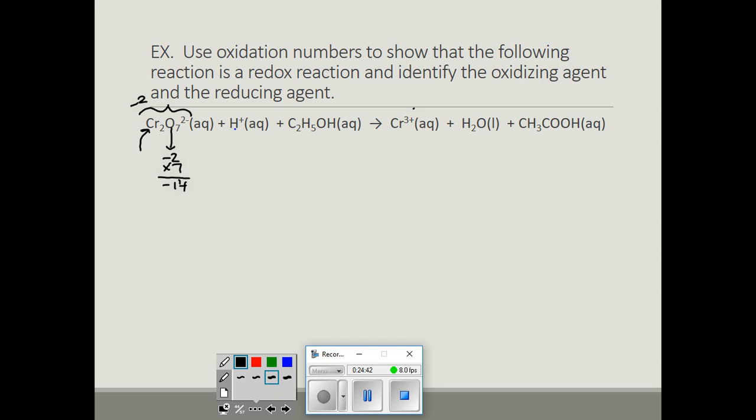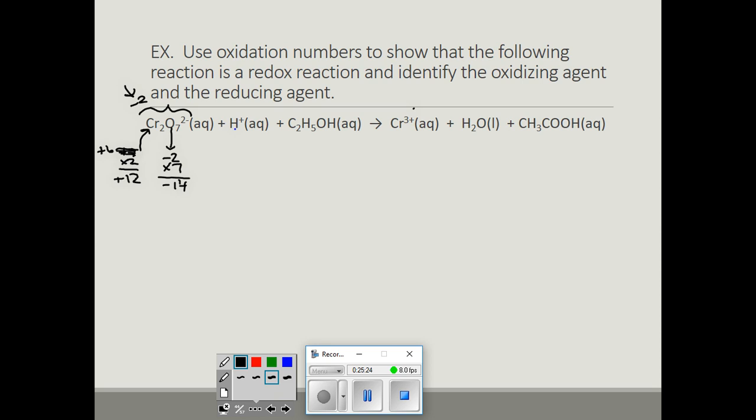I have 2 chromium atoms that I can use to make up 14 positive charges. So if each of them were +7, then I would get 14. Is that what I want, though? No, I don't. And this is probably the most common thing that will happen, is your natural tendency to try to make it equal. I want it to add up to -2, so +6 is what we have to say is going on here. Then I have 12 positive charges, and overall, -2 is what that whole polyatomic ion has.